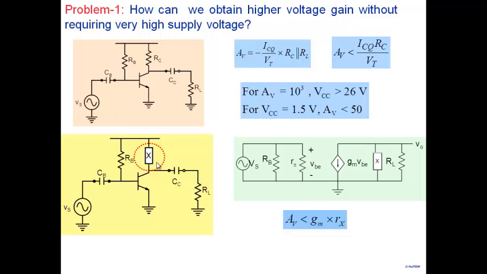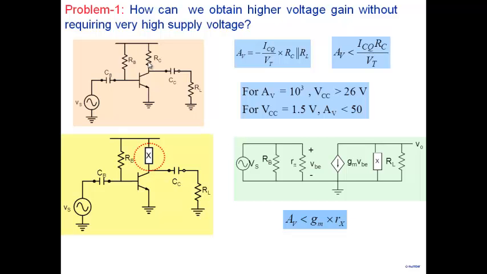So what are we looking for? We are looking for an element X such that the small signal resistance Rx is very high, so that you can get very high gain. So Rx is very high, but at the same time, the DC drop across the element is very low, because the supply voltage VCC is the drop across this particular element plus VCEQ. So you're looking for an element with a large small signal resistance Rx, but a small DC drop.